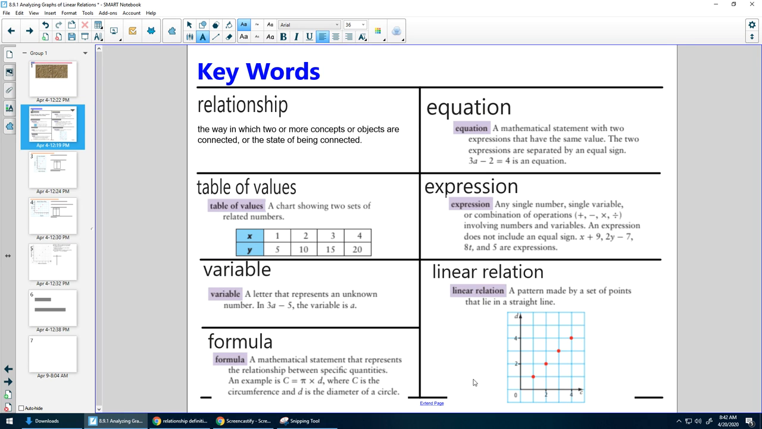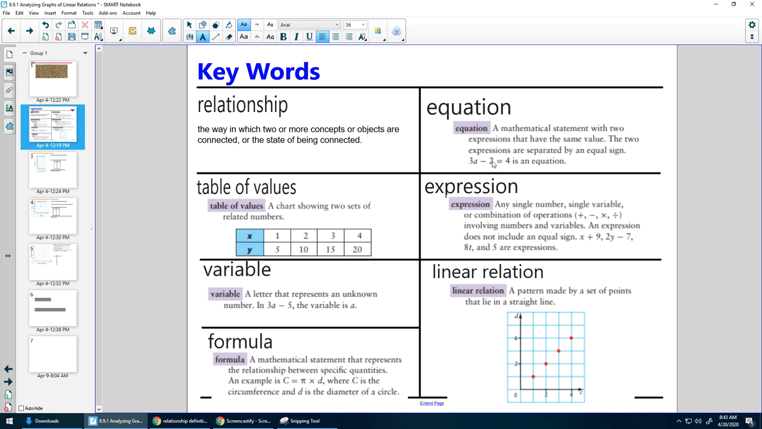An example is C equals pi times D, where C is the circumference and D is the diameter of a circle. An equation is a mathematical statement with two expressions that have the same value. The two expressions are separated by an equal sign. So we have 3a minus 2, that's one expression, separated by the equal sign. 4 is another, and that creates an equation.